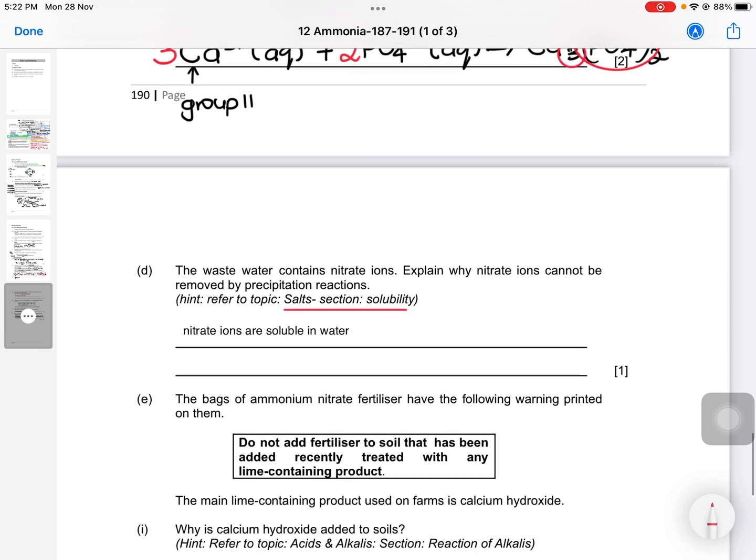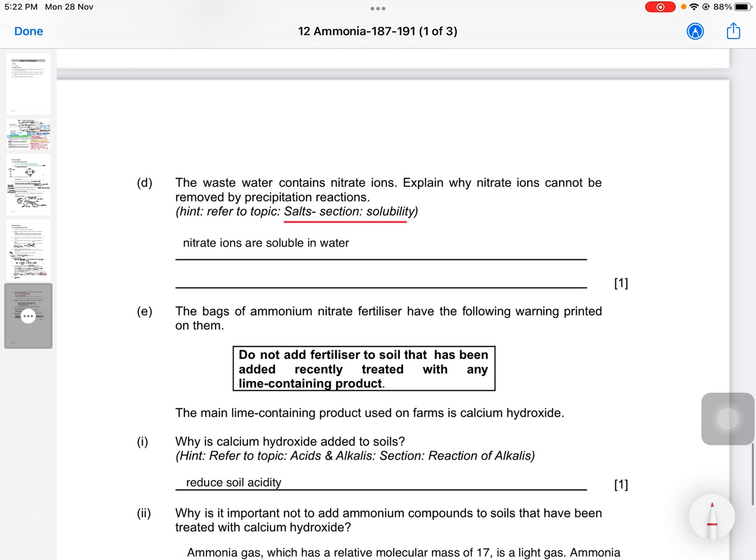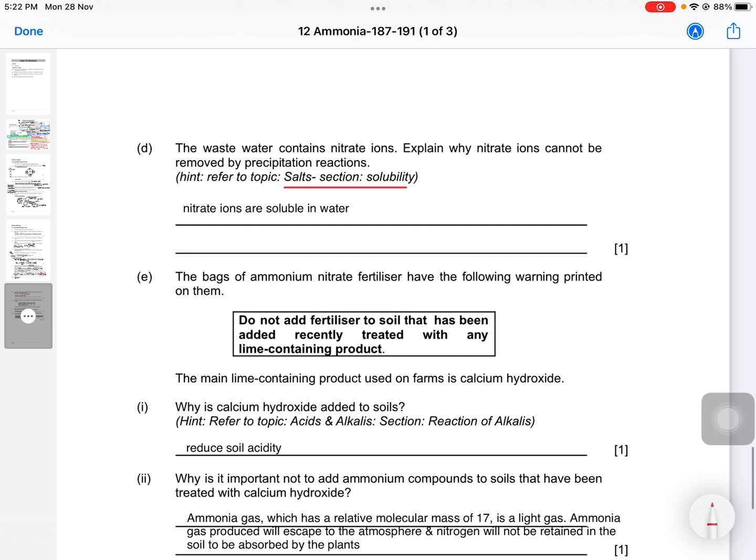Part E, bags of ammonium nitrate fertilizer have the following printed warning. Do not add fertilizer to soil that has been recently treated with any lime containing product. When they say lime containing, it can be either calcium oxide or calcium hydroxide. The purpose of these two chemicals is to reduce soil acidity. So why do you add calcium hydroxide to soil? To reduce the soil acidity.